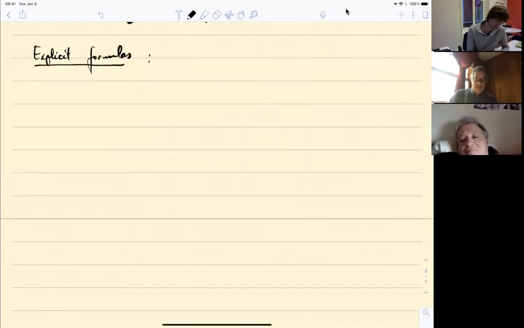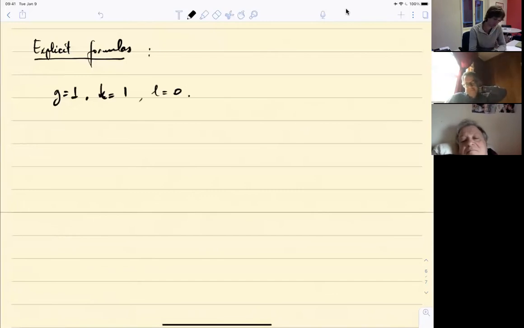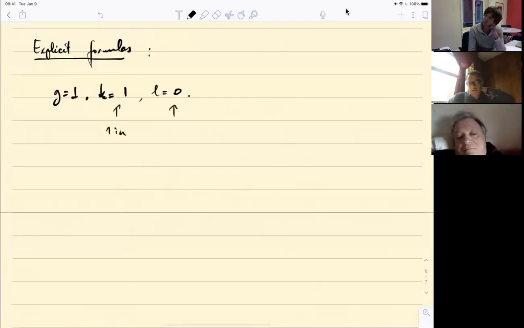So let's say I was trying to understand the genus 1 n equals to 1 formula, which really means let me do k equals to 1, l equals to 0. So I need to look at these partially directed stable graphs where the total genus is 1. The total genus means the sum of the genera of the vertices plus the number of loops essentially in the graph. I need to have one input, one in, zero out.